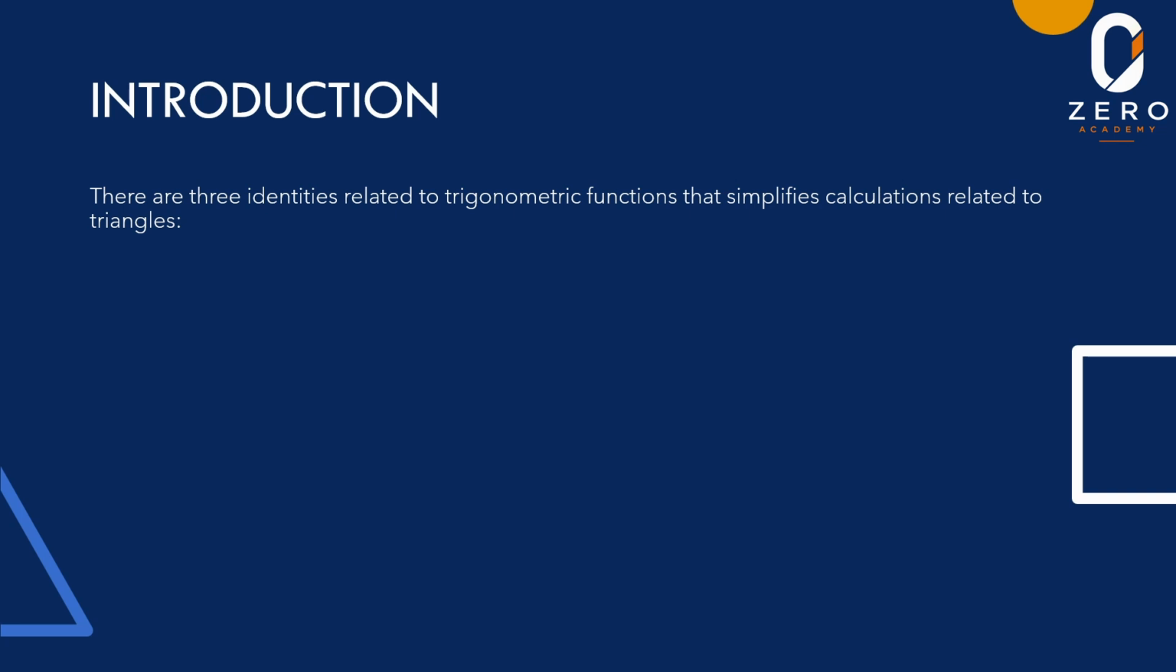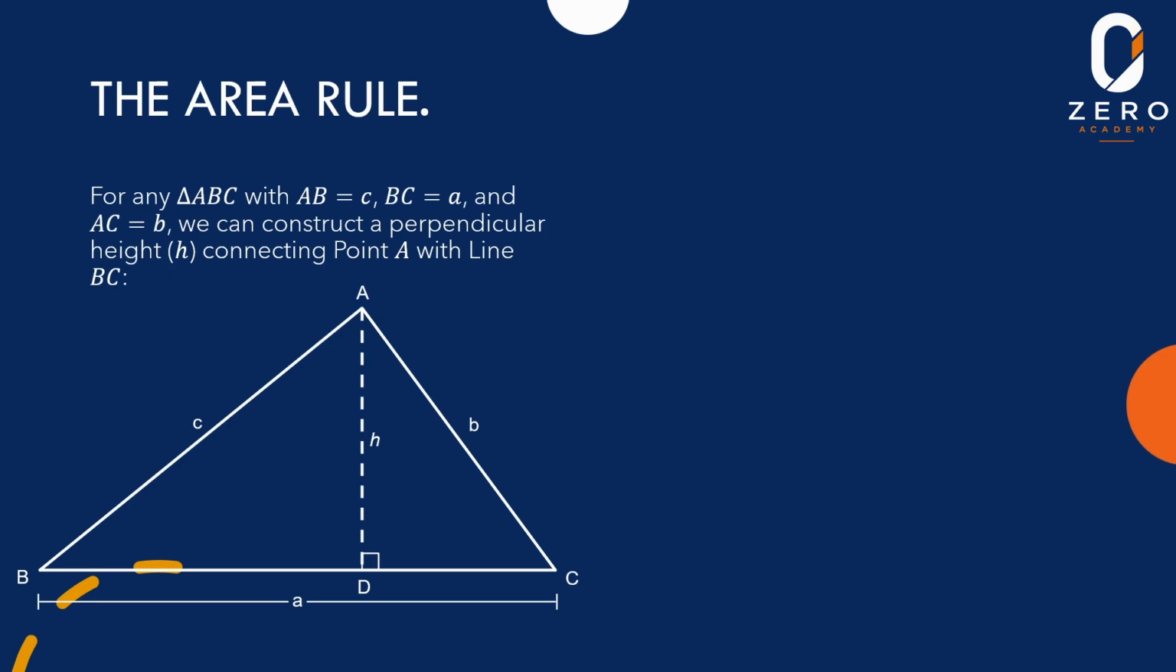First, there are three identities related to trigonometric functions that simplify calculations related to triangles. That is the area rule, the sine rule and finally the cosine rule. First, let's look at the area rule. For any triangle ABC with side AB equal to c, side BC equal to a, and side AC equal to b, we can construct a perpendicular height h connecting point A with line BC.